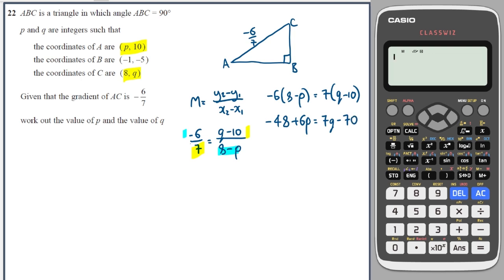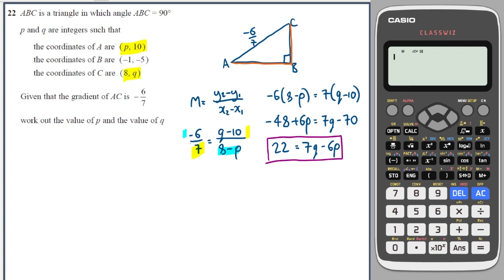Okay, great. And then what I might do is just rearrange slightly. So add 70 to that side is going to give me 22. And take the 6p away, so I'll get 7q minus 6p. And now that's set up nicely for a simultaneous equation. But I'm going to need another equation. And I'm going to use the fact that these two lines are perpendicular, so their gradients will multiply to make minus 1.